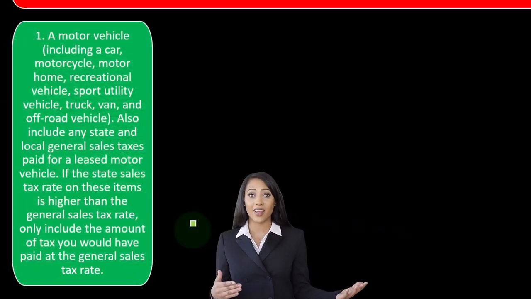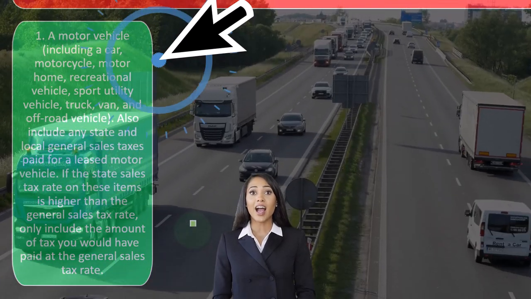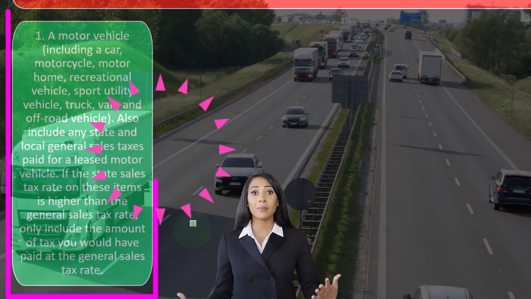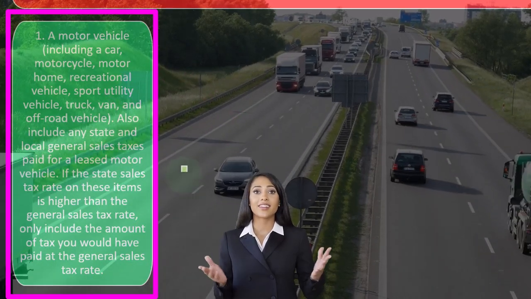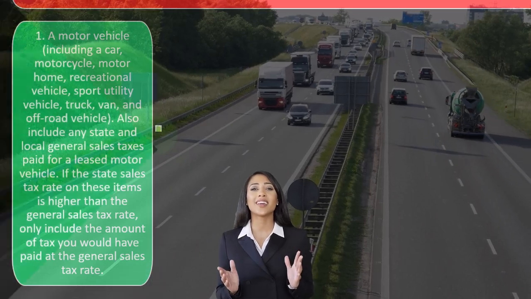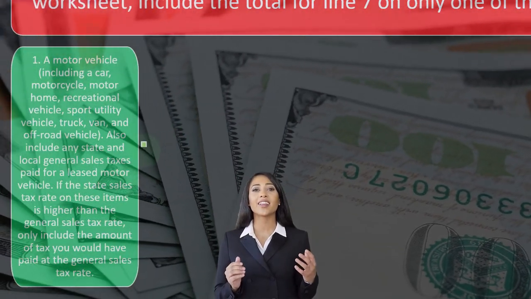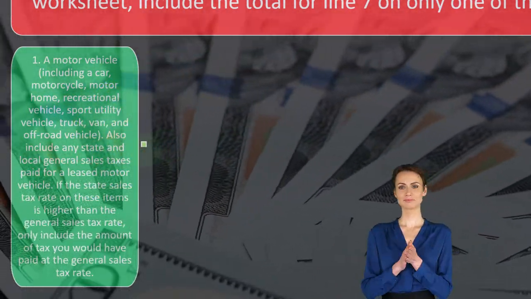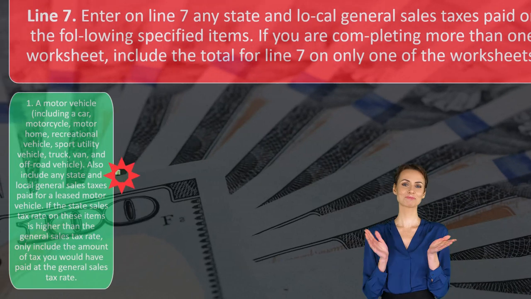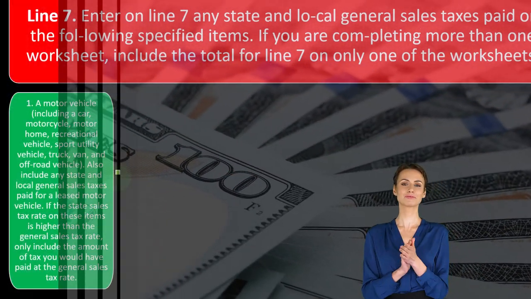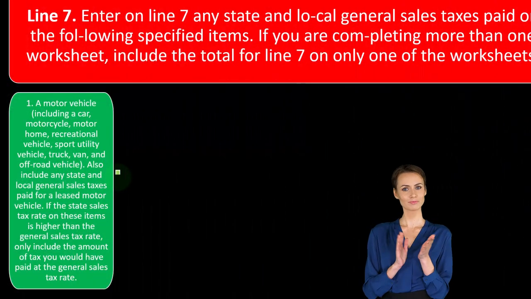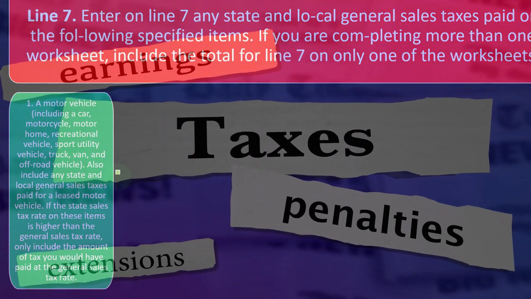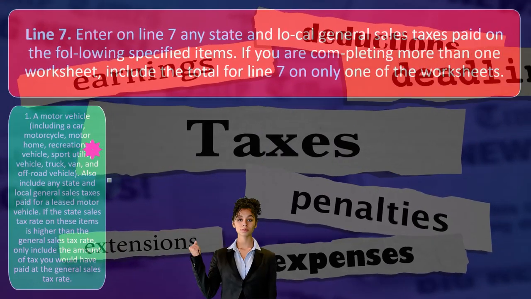So 1, a motor vehicle, including a car, motorcycle, motorhome, recreational vehicle, sport utility vehicle, truck, van, or off-road vehicle. Obviously, a larger purchase like that means that you're going to have more sales tax applied to it than you may have if you didn't have a large purchase in that year. So also include any state and local general sales tax paid for a leased motor vehicle. If the state sales tax rate on these items is higher than the general sales tax rate, only include the amount of tax you would have paid at the general sales tax rate.